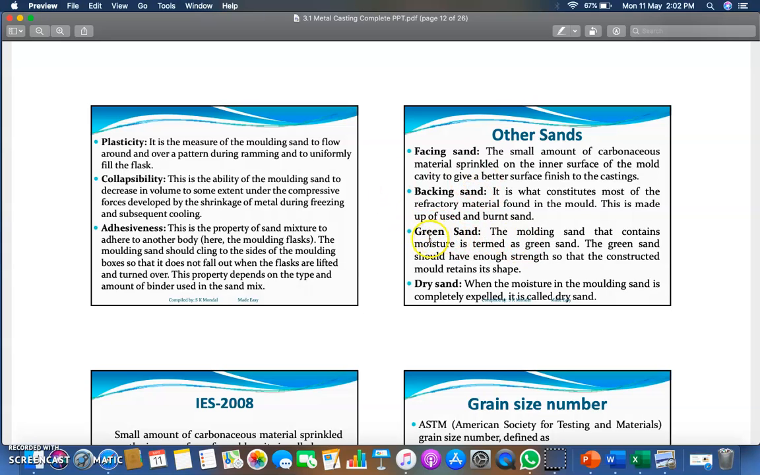Next is green sand, which is very popular during casting. The molding sand that contains moisture is termed green sand, and the green sand should have enough strength so that the constructed mold retains its shape. Next is dry sand. When the moisture in the molding sand is completely expelled, meaning there is no moisture, that is called dry sand, just the opposite of green sand in moisture content.